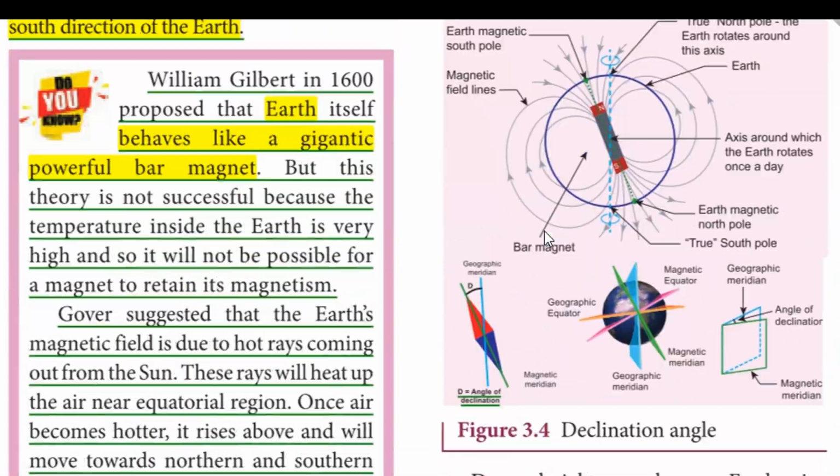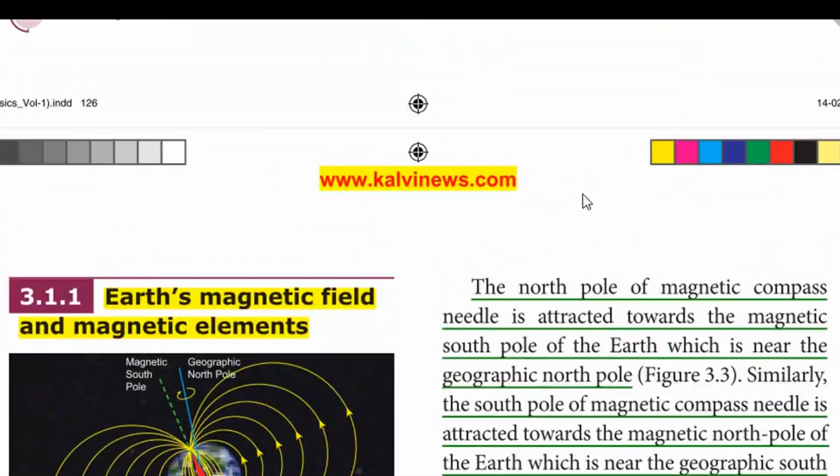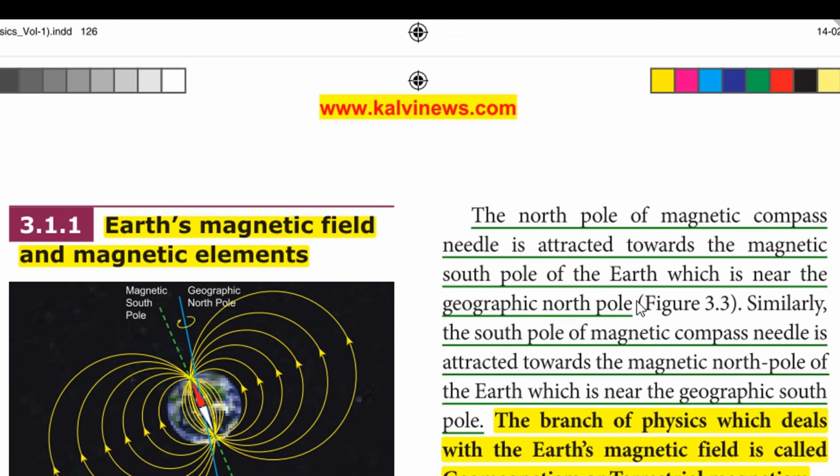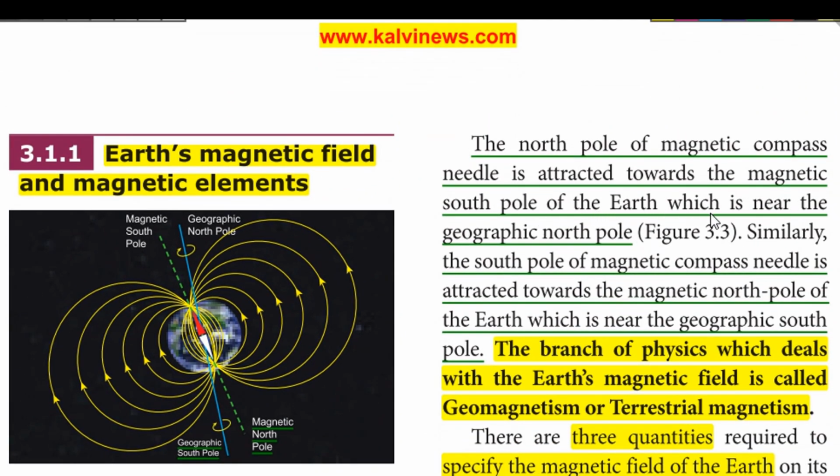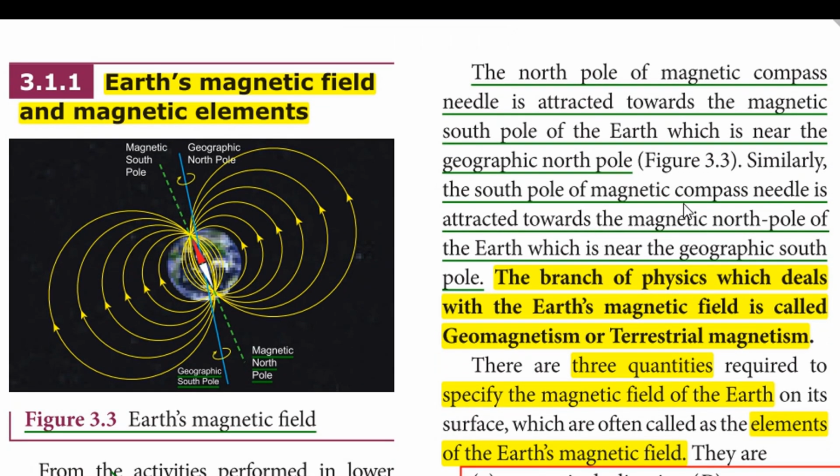Then the north pole of the magnetic compass needle is attracted towards the magnetic south pole of the Earth, which is near the geographic north pole. Similarly, the south pole of the magnetic compass needle is attracted towards the magnetic north pole of the Earth, which is near the geographic south pole.